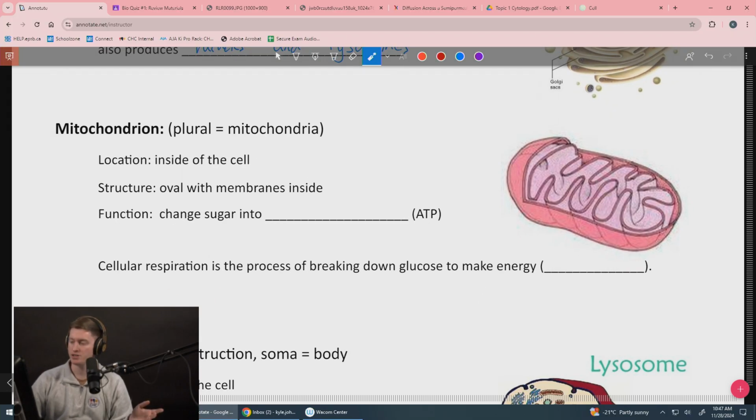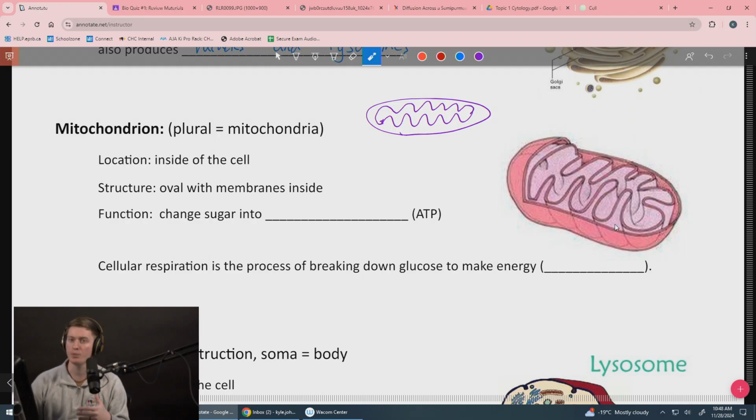Mitochondrion. The mitochondrion, the plural version of that is the mitochondria. It's inside the cell. It's an oval that has membranes inside. If you see a diagram and it has squiggly lines inside of an oval, that's the mitochondria. Sometimes these lines are going to loop back on themselves, so it kind of looks like a little mouth there. This is the mitochondria. You can have more than one of them in a diagram on a cell, and you do have more than one inside your cells.